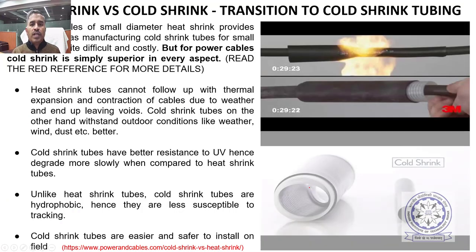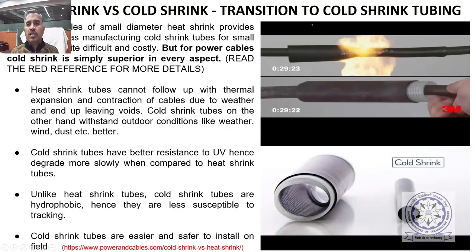So heat shrink versus cold shrink, transition to cold shrink tubing. For indoor cables of small diameter, heat shrink provides better sealing, as manufacturing cold shrink tubes for small diameters is quite difficult and costly. But for power cables, cold shrink is simply superior in every aspect. Read the reference for more detail.